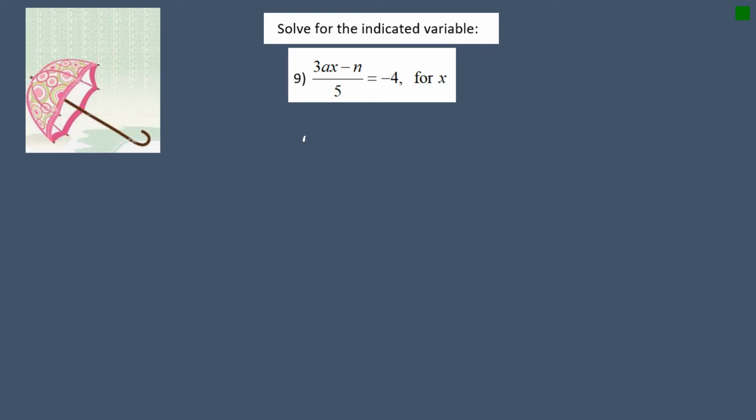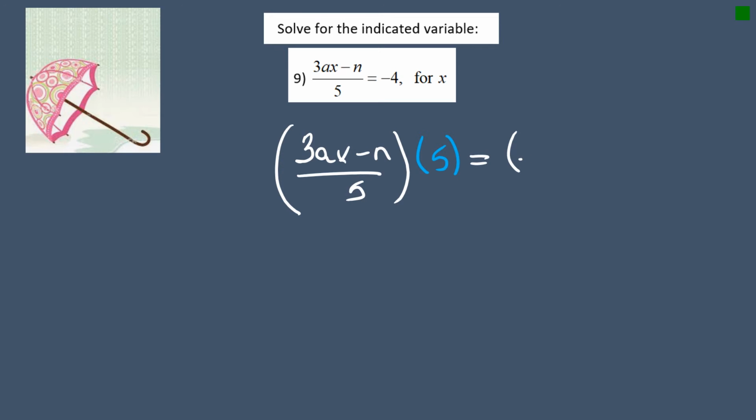I use the background. Do you notice there is a fraction? So you're going to write this entire term, and you're going to multiply it by the denominator equals this entire term multiplied by the denominator. So what do you have left? 3ax minus n equals negative 20.